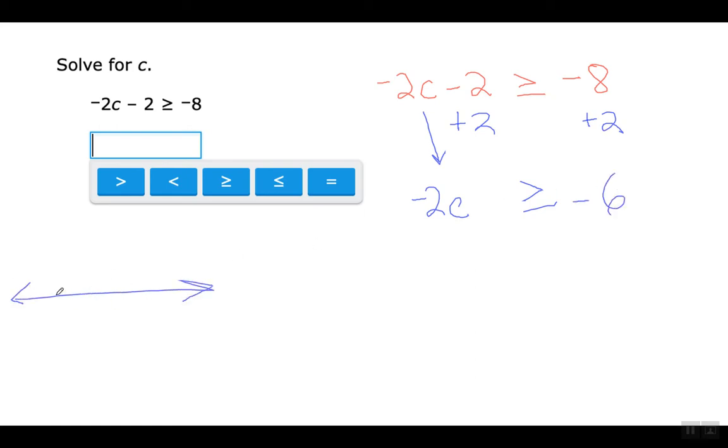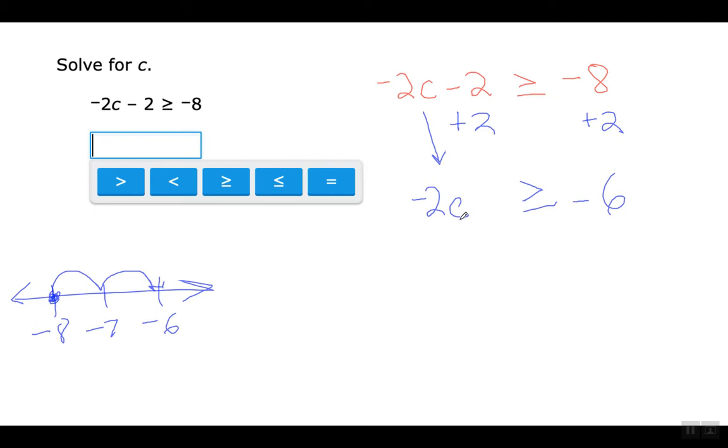Right? Here's my number line. Whenever you add 2, I don't care if it's 10 plus 2 or 20 plus 2, or 100 plus 2, you always go 2 numbers to the right on the number line. The thing is, you're starting at negative 8. So when I go 2 numbers to the right, I'm going to be at negative 6. So negative 8 plus 2 is negative 6.